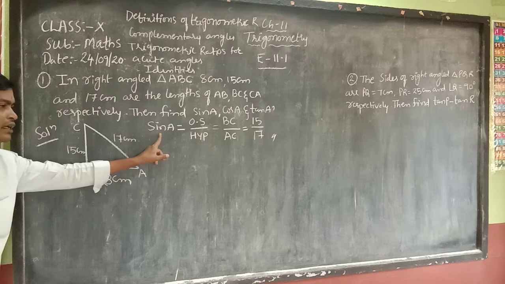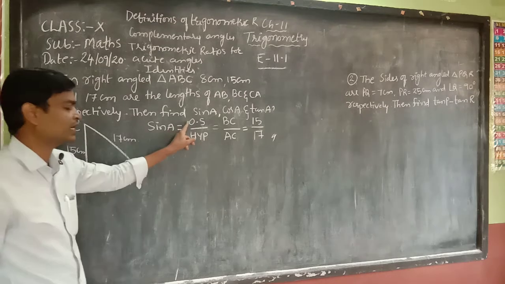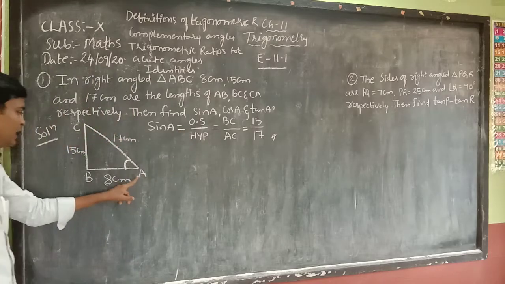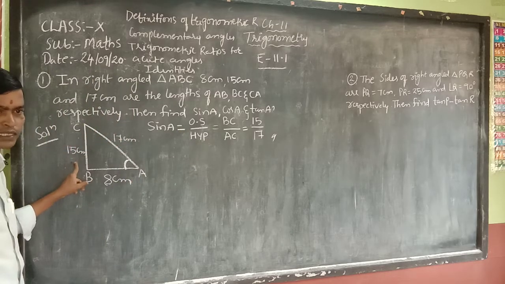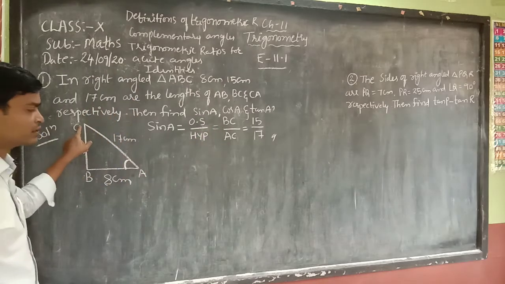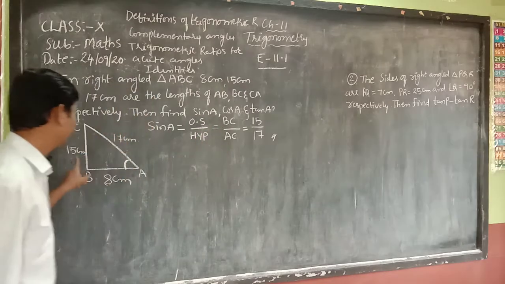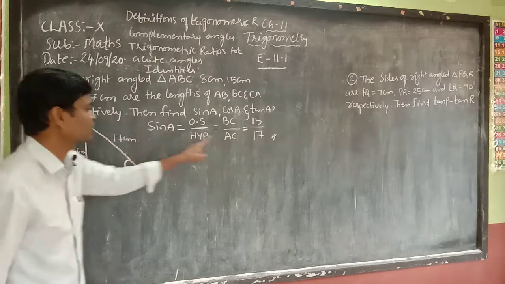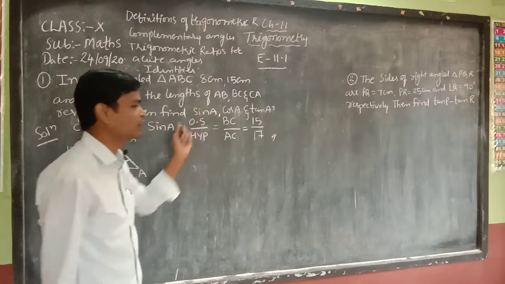Sin A is what? Opposite side by hypotenuse. What is the opposite side for angle A? BC is the opposite side for angle A. So BC we wrote. AC is the hypotenuse, AC we wrote. The value of BC is 15, and the value of AC is 17. So the sin A value, we got the first one.